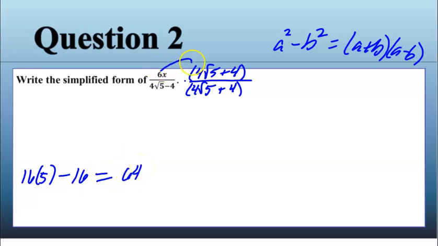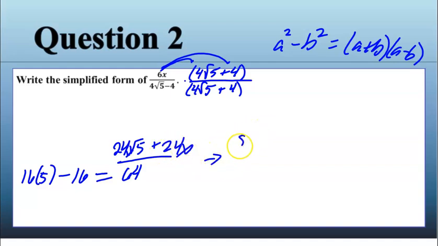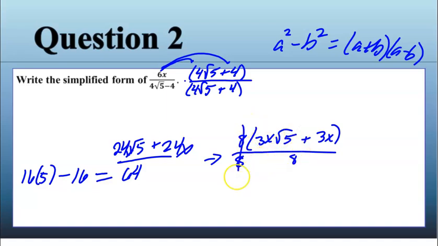Now in the numerator, I just distribute, and this is going to give us 24x square root of 5 plus 24x. Now that one I can simplify. I can take an 8 out in the numerator. That leaves me with 3x square root of 5 plus 3x. And the denominator I can divide out an 8. And I'm left with a final answer of 3x square root of 5 plus 3x, all divided by 8.